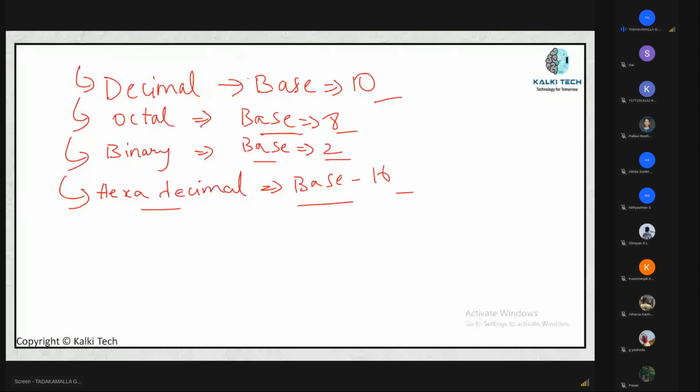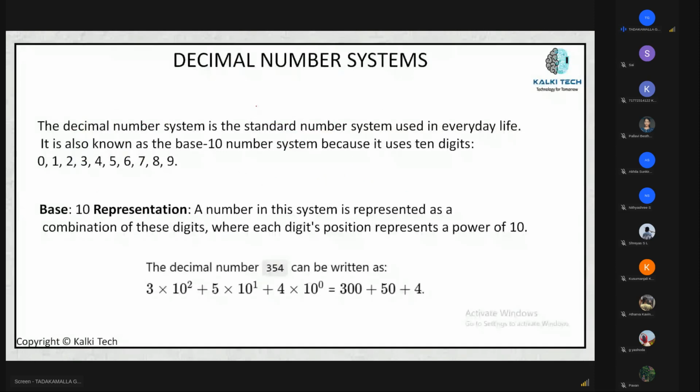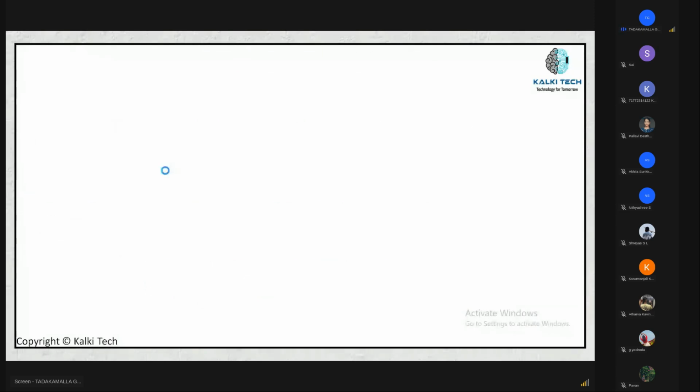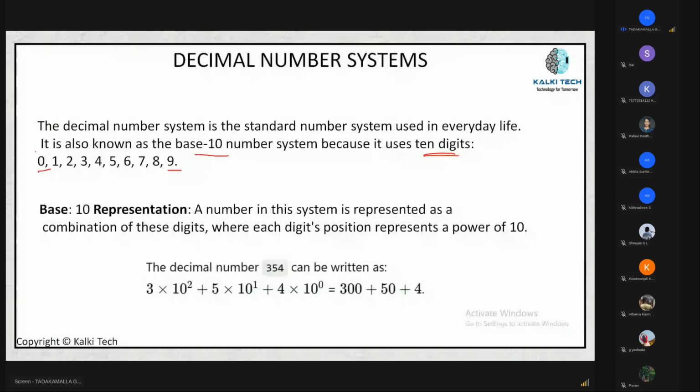So this is the definition. The decimal number system is the standard number system used in everyday life, for all the integers. It is also known as the base 10 number system because it uses only 10 digits, that is 0 to 9. If you observe, the base 10 number system has the digits from 0 to 9 only.